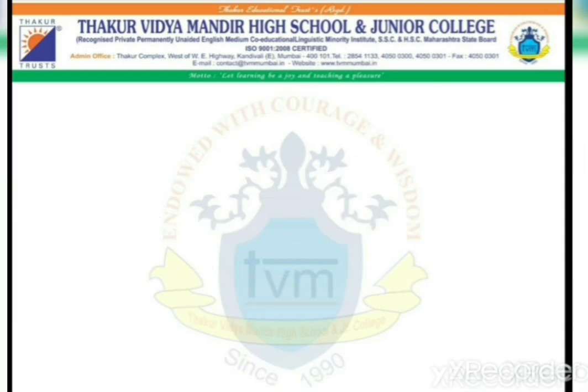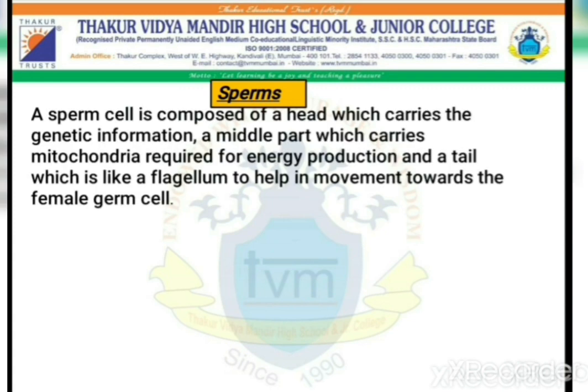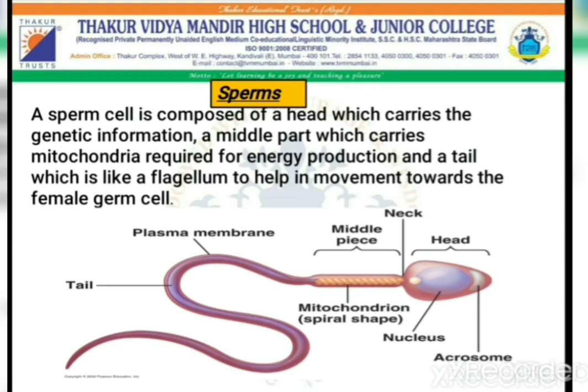Let us understand the structure of the sperm, which is given in this part. Sperm consists of three parts. Observe the diagram: the head part, the middle part, and the tail part. The head part is responsible for carrying the genetic information. The genetic information contains DNA. So whatever genetic information we get is with the help of this head part. The middle part carries mitochondria, that is the powerhouse of the cell. It provides energy. And the last is the tail part, which is like a flagellum, which helps the movement towards the female germ cell. So this is how the sperms or the male gametes are seen.